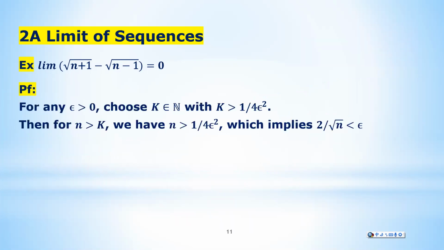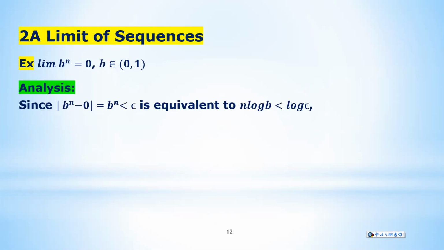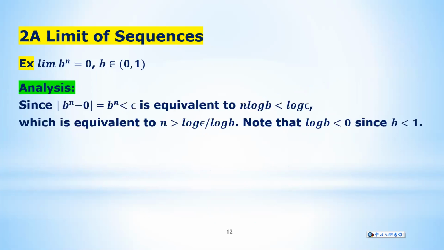So this means that we choose k greater than 4 over epsilon squared. And then from here, you are going to get the result, 2 over n square root n is less than, yeah, okay, it's very good. Yes, that's the problem, we have to fix it. Okay, all right, so we have already done number 3.